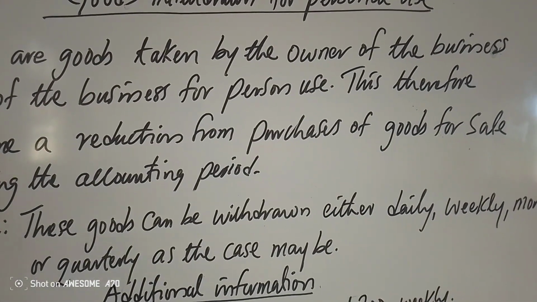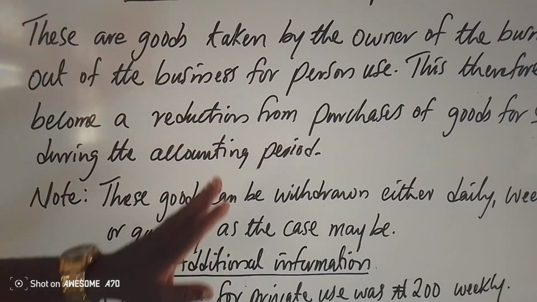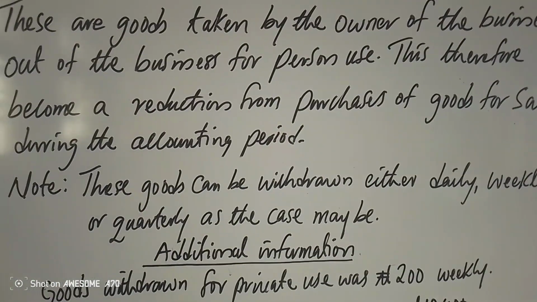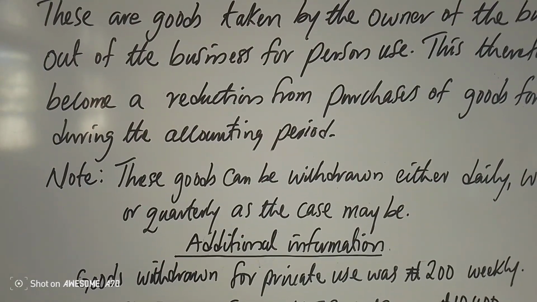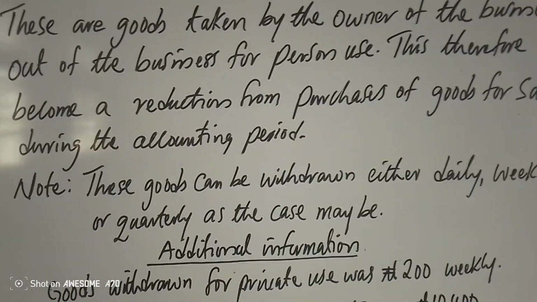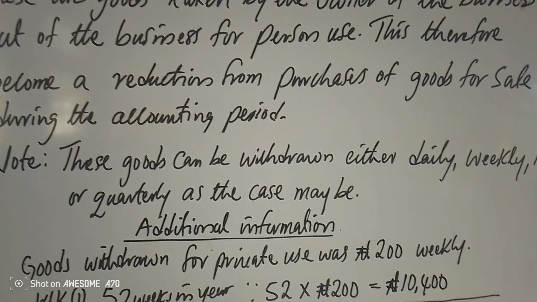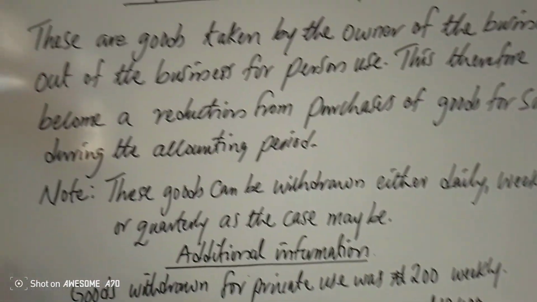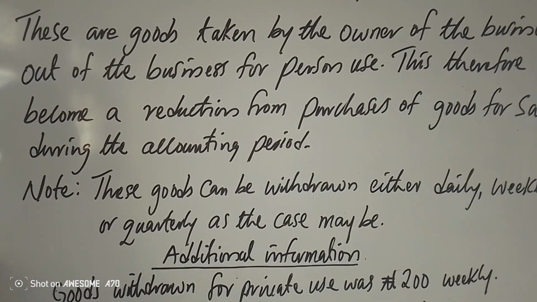This therefore becomes a reduction from the purchases of goods for sale during the accounting period. As the goods are taken out for private use, it means the value or quantity of purchases will reduce, thereby reducing the goods available for sale, and that reduces the purchases available in the business.